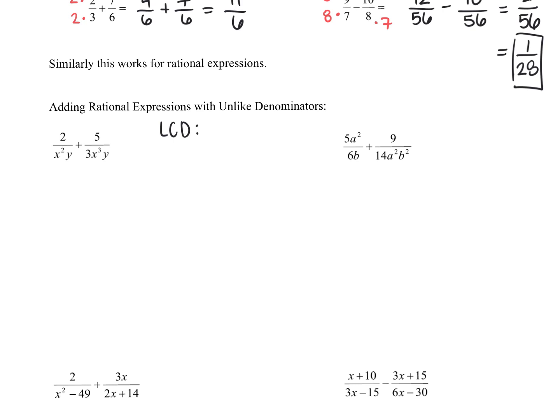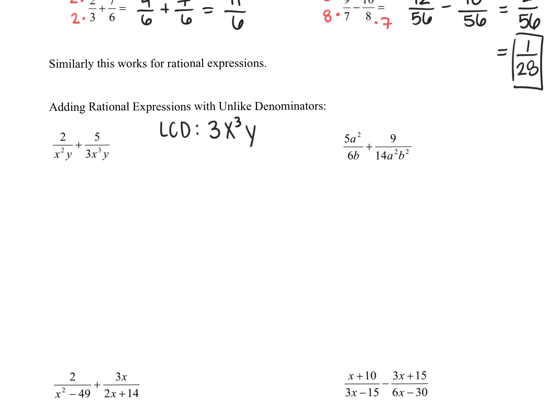So if I look, one of my denominators has a 3 and the other doesn't. So 3 has to be part of my LCD. When I'm looking at my variables, I have an x squared and an x cubed. So when it comes to the LCD, I always take the higher of the exponents. So I do need to have 3 x's. And then I have my y's, and there's only one of each. So my LCD has to be 3x cubed y.